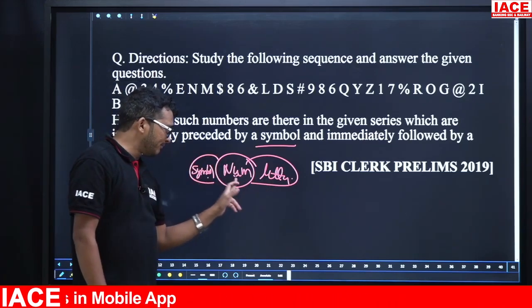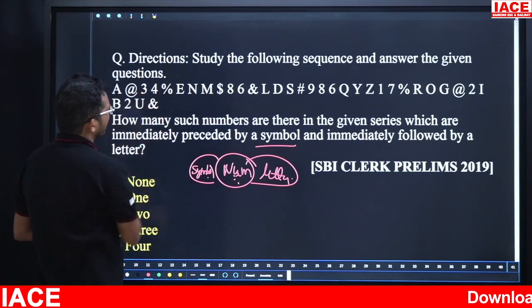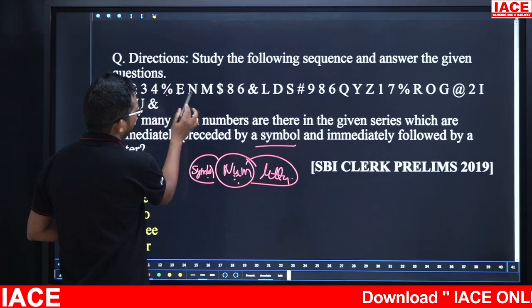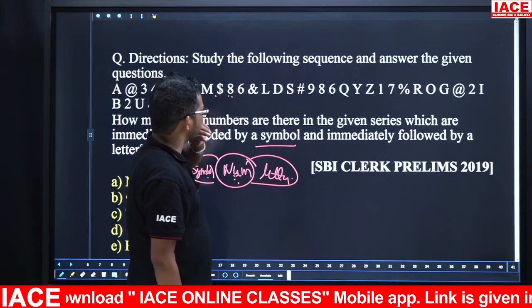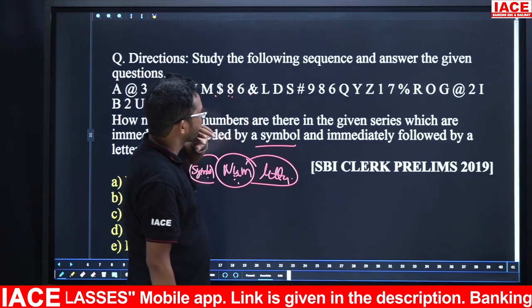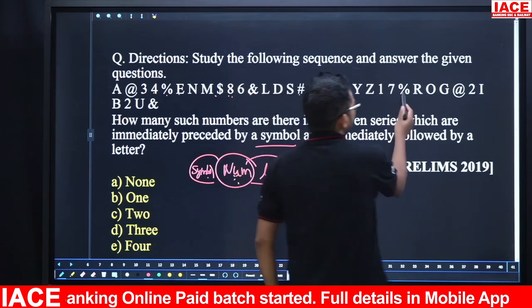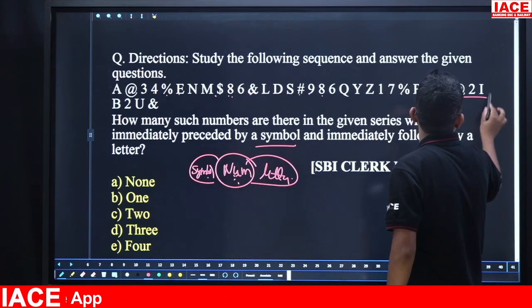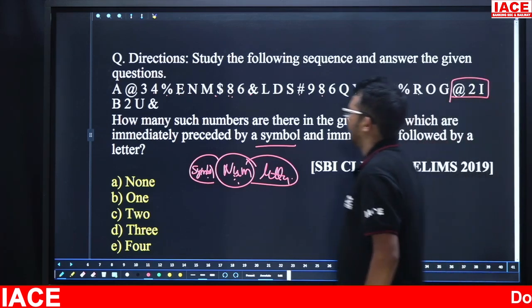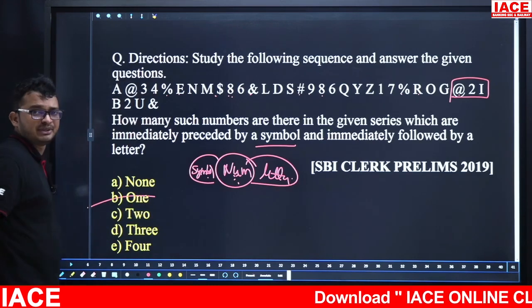So the number which is immediately preceded by a symbol and immediately followed by a letter. That means symbol, number, letter. Now take here: symbol, number, letter, yes. Again symbol, number, letter, yes. Next, symbol, number, letter, yes. Next, symbol, number, no. Next, symbol, letter, no. Next, symbol, number, next one is letter. So we have only one such pair. That means your answer is option B, 1.